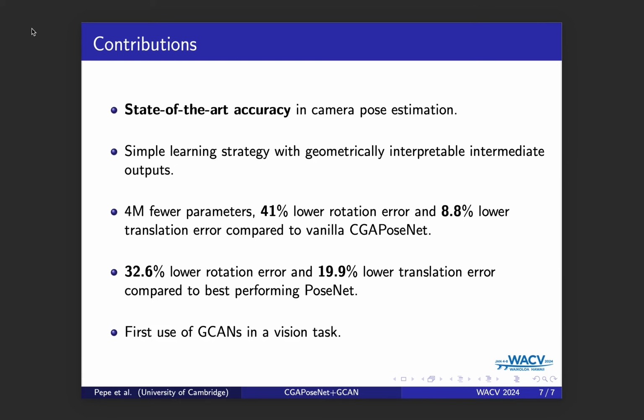Lastly, this is likely the very first use of Clifford algebra networks in a computer vision task, and we have reason to believe these kind of networks are going to be used more and more for these problems, since a lot of data in computer vision, of course, have an intrinsically geometric nature associated to it.